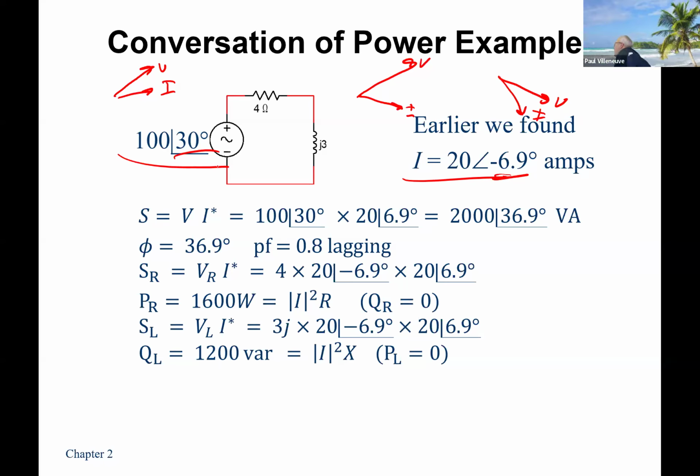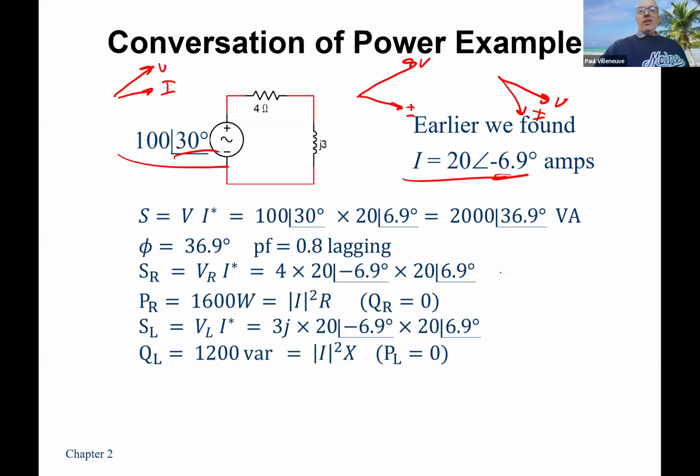So now I'm going to calculate what the power conditions are. My resistor is going to consume some power. I can solve for that with VR times IR, which is just voltage times current. So 4 times 20 at an angle of minus 6.9 is the voltage. Then I multiply by the conjugate of I, and the negative 6.9 and the positive 6.9 cancel each other out. So I just have 4 times 20 times 20, which is another way to say I squared R, right? And it's magnitude only of I squared.